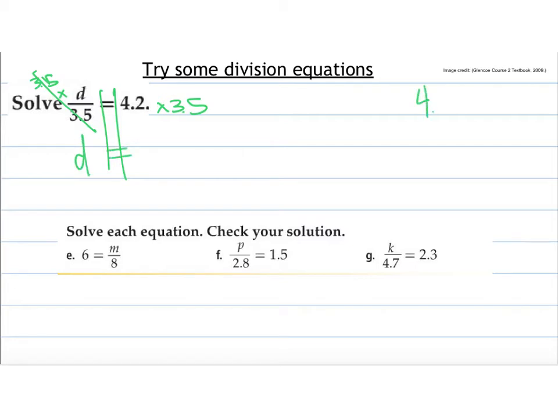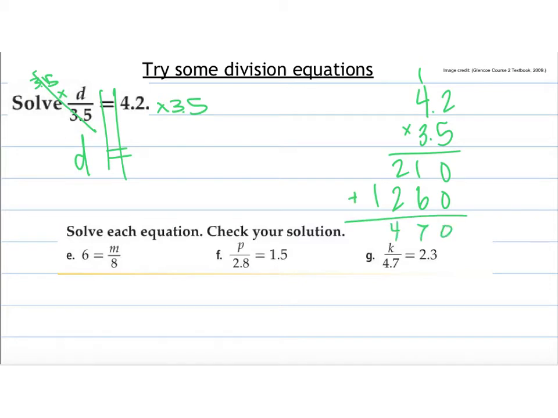Now when we're multiplying decimals, we forget that they're there. We line the numbers up on the right. So 5 times 2 is 10. 5 times 4 is 20, plus 1 is 21. Add a 0. 3 times 2 is 6. 3 times 4 is 12. Add those together. Now I have 1, 2 decimal places, so I move over 1, 2 in my answer. So d equals 14.7. Okay.